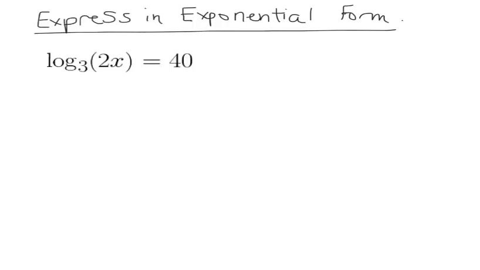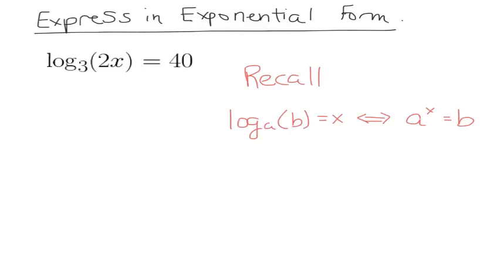Next, let's take a look at how to transfer a logarithmic expression into exponential form. Here we have log with base 3 of 2x is equal to 40. Now recall the definition of our logarithm. That is, if we have an expression log base a of b is equal to x, this is the same thing as the exponential function with base a to the x is equal to b. Or that is, this value inside of our logarithmic expression, in order for this equation to be true, must be a to the power of x.